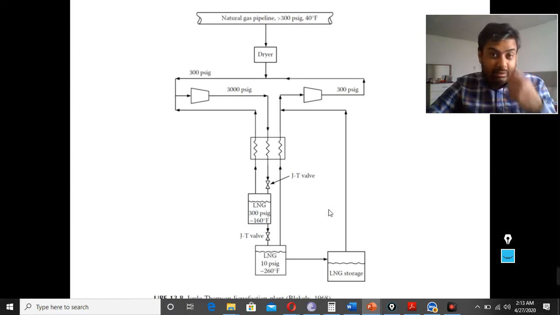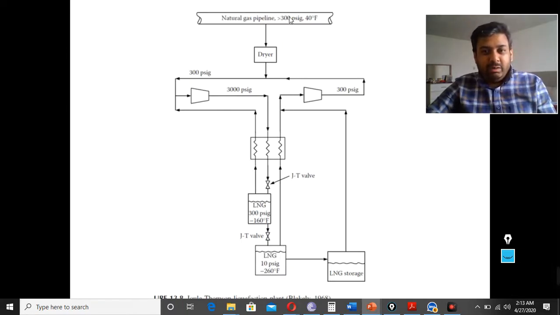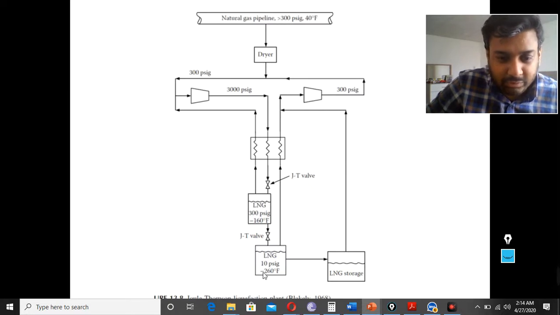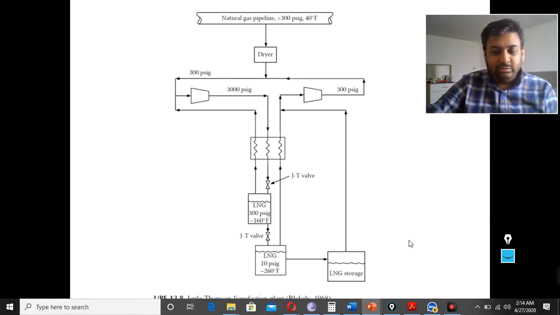That's another process, with the natural gas pipeline above 300 psig, 14 degrees Fahrenheit. We dry this gas and send it through the compressor. Heat exchangers cool it down, and then it crosses the JT valve. Once it crosses the JT valve, it partially becomes liquid. Then we use another JT valve, and it becomes complete liquid at 10 psig, minus 260 degrees Fahrenheit, and goes to LNG storage.